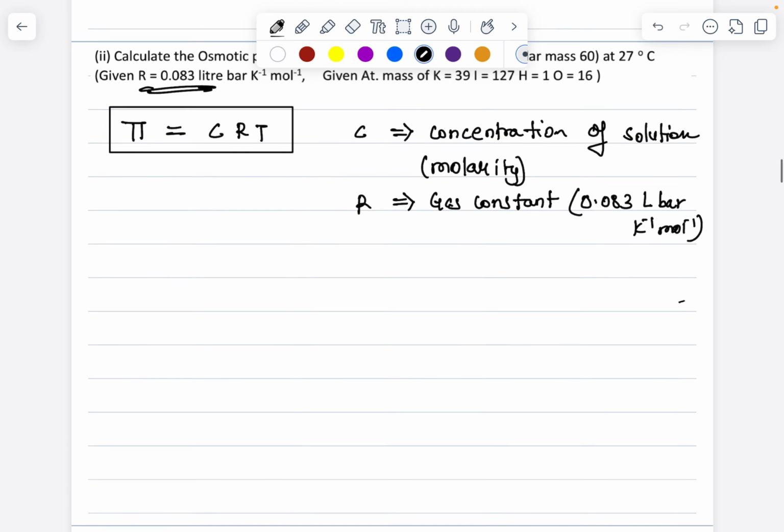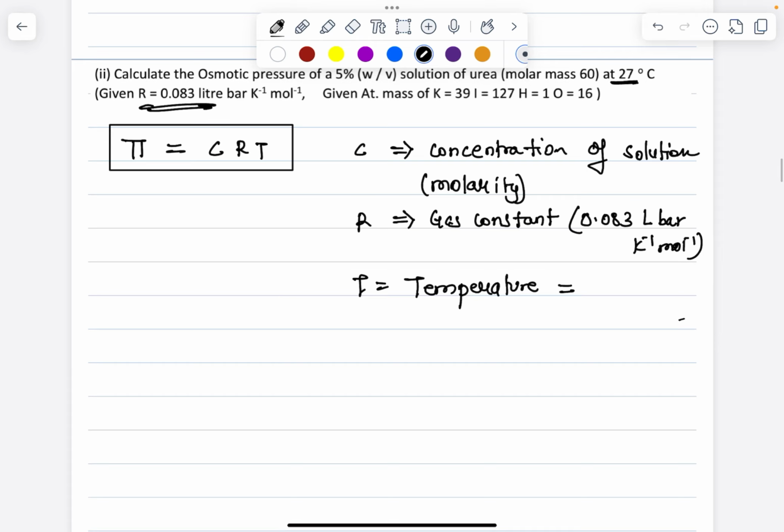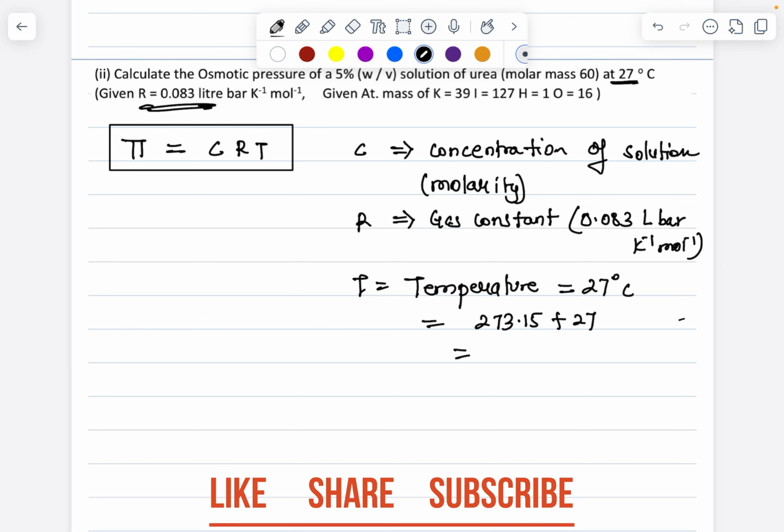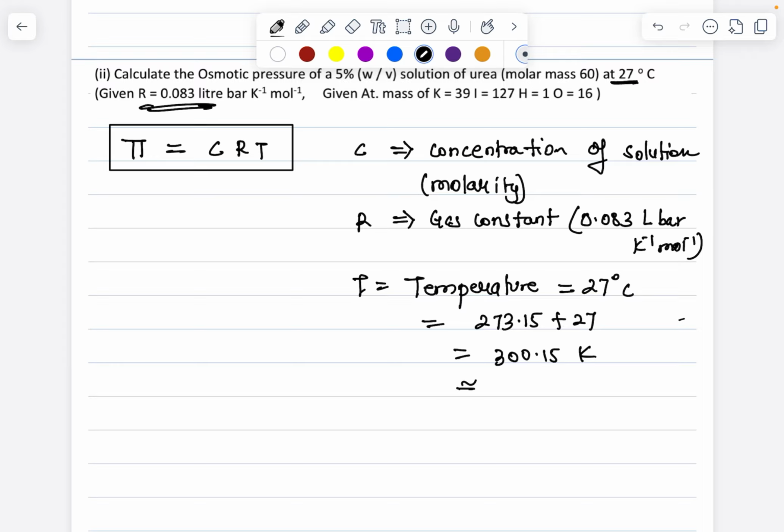Okay, and T is the temperature, which is equal to 27 degrees Celsius. We want it in Kelvin. So it is 273.15 plus 27, which is equal to 300.15 Kelvin. You can take this to be approximately equal to 300 Kelvin. Okay, because of that, the 0.15 will not go wrong.